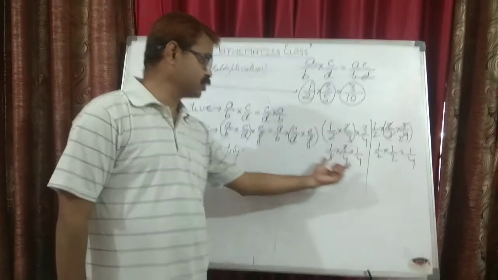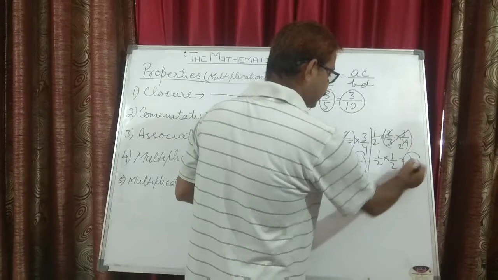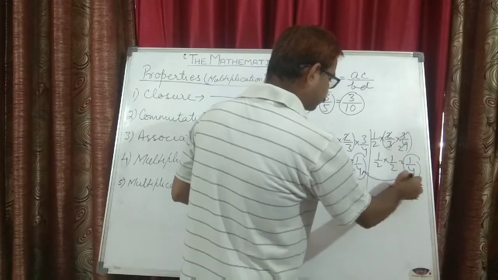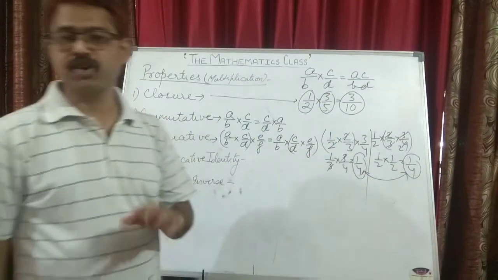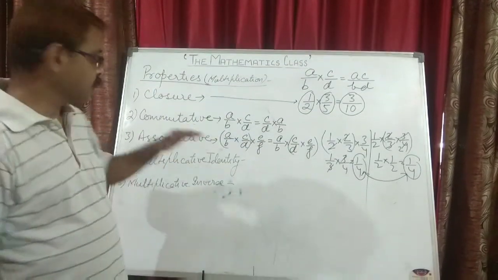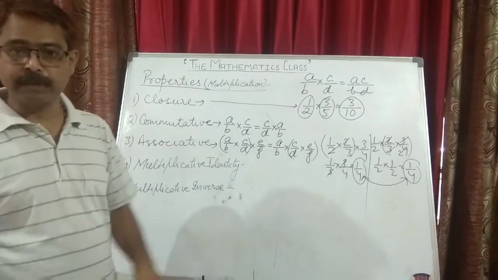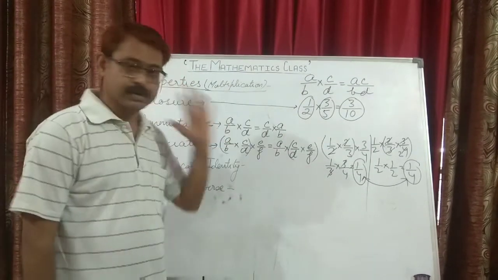Means in both the cases you can see the final answer is the same. Final answer is 1 upon 4. Here also the final answer is 1 upon 4. Means grouping does not matter, and therefore it is said that the associative property holds good for multiplication in rational numbers.